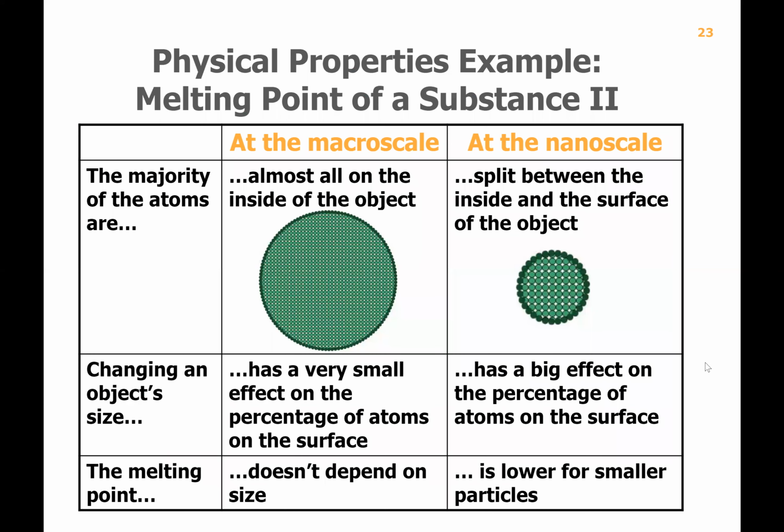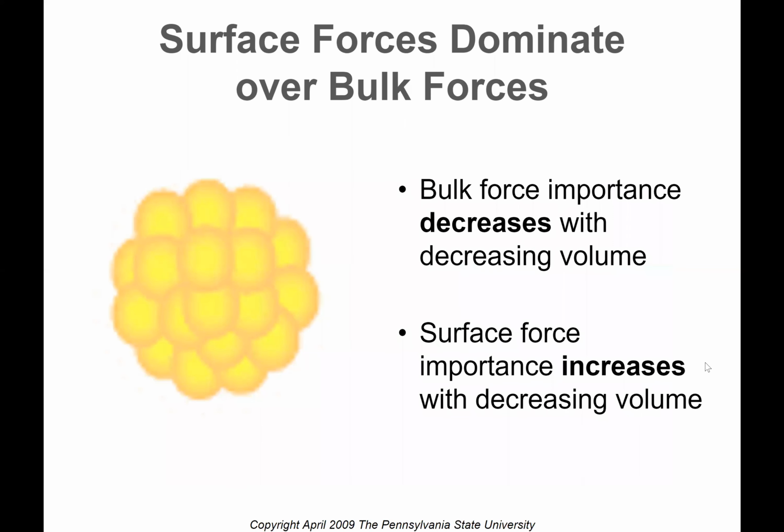Okay, so I already showed you that one to describe it. Very, very interesting. Can you imagine gold melting at room temperature? It's crazy. All right, surface forces dominate over bulk forces for nanoscale materials, nanoscale particles. So bulk force importance decreases with decreasing volume, or mass, same. Surface forces importance increases with decreasing volume.